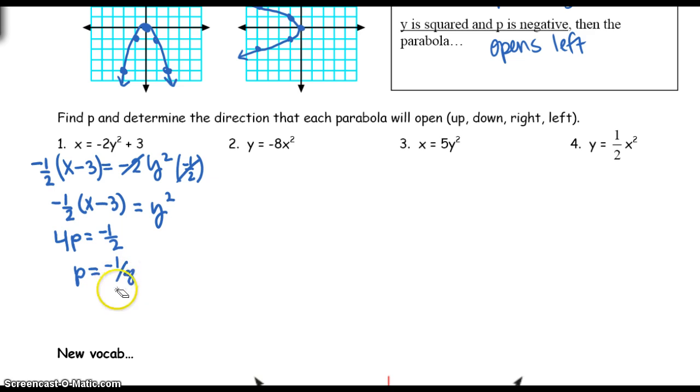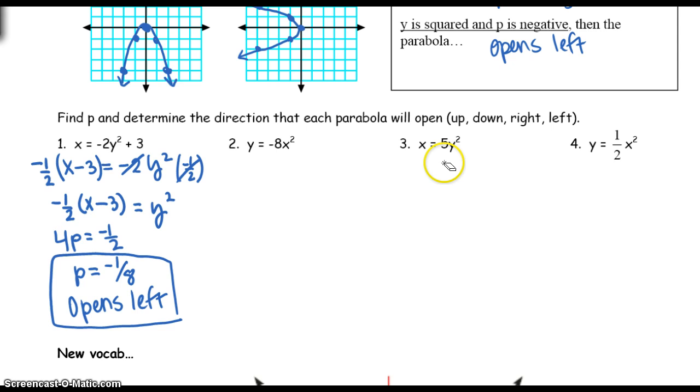And since that's negative, and my y is squared, okay, if y is squared, it's left or right. But since that's negative, it's going to open to the negative way. Opens left. There you go. Okay, so let's go ahead and look at 3.